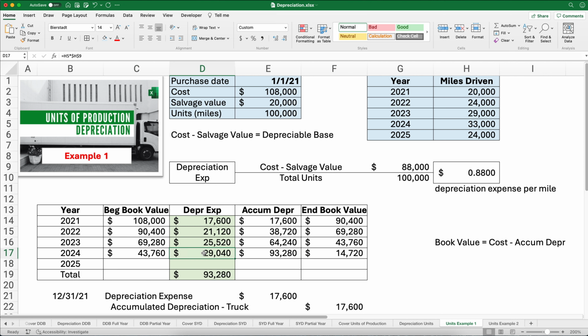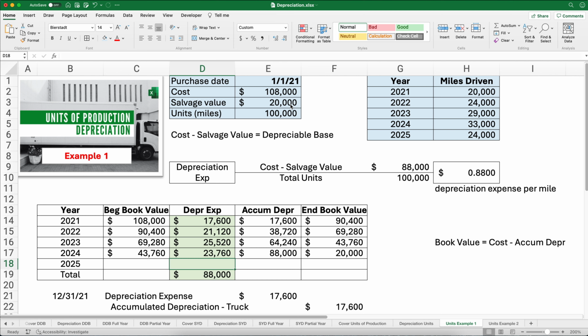And here at 43,000, we've depreciated 29,000. And so we've gone above our 88,000. So here's what we need to do. We need to run the math on this one and say 43,000 minus the 20,000.